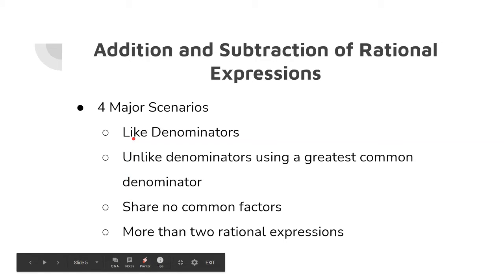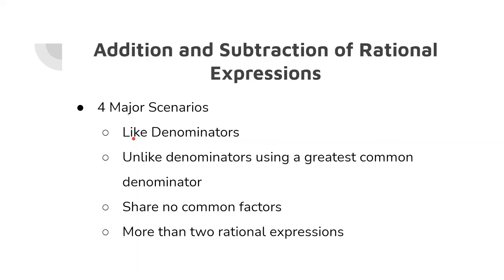So you're going to have to know how to add and subtract rational expressions with like denominators. You're going to learn how to add and subtract rational expressions with unlike denominators using a greatest common denominator. I'll explain what that means. And then you're also going to add and subtract expressions that don't share any common factors. And finally, you're going to do some adding and subtracting of more than two rational expressions. So we'll start with like denominators first.